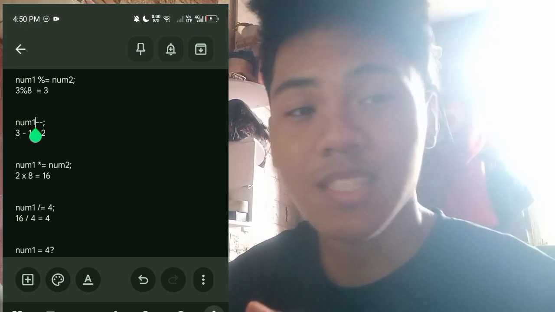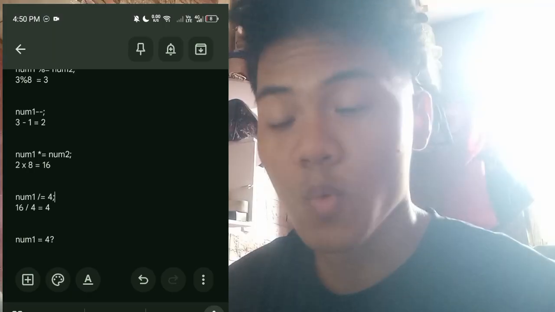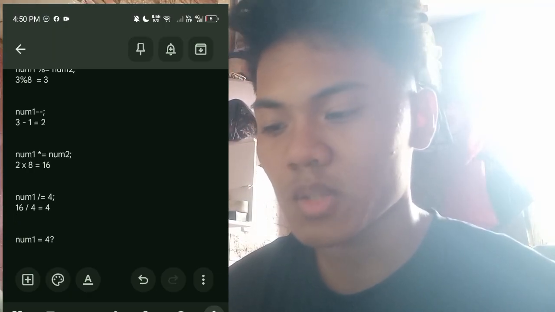Then the next one is num1 minus minus, which is basically subtraction. Like I said earlier, you put the final product of the other step into here, which is 3. Then you put the actual value of num1 there, and 3 minus 1 equals 2.